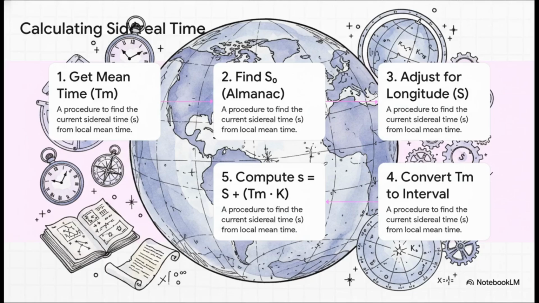An astronomer knows their local time and needs to find the sidereal time. Now, the process might look a little intimidating, but the logic is pretty straightforward. You start with a known reference point, the sidereal time at Greenwich at midnight, from an almanac. You adjust that for your specific longitude. Then you calculate how much solar time has passed since your local midnight, convert that into a sidereal interval using our factor K, and add it all up. And that's it. You've got the current local sidereal time, the key that unlocks the coordinate system of the sky.